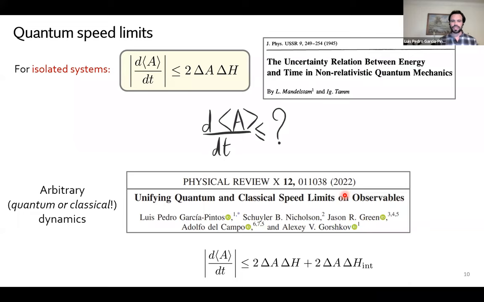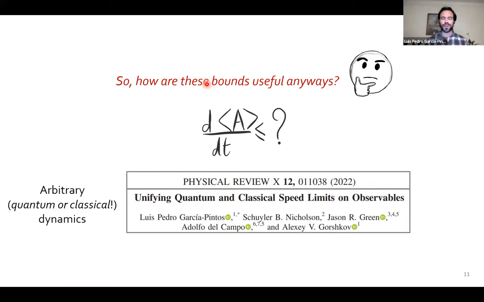The exact expression is not important, but let me just mention that this holds for arbitrary dynamics, so these bounds are very general, and they're also quite simple to express, similar to the Mandelstam-Tamm result. Okay, and now I'm going back to where we want to go.